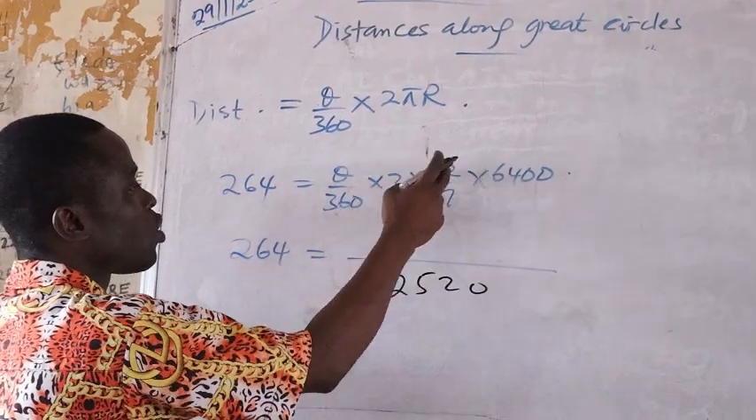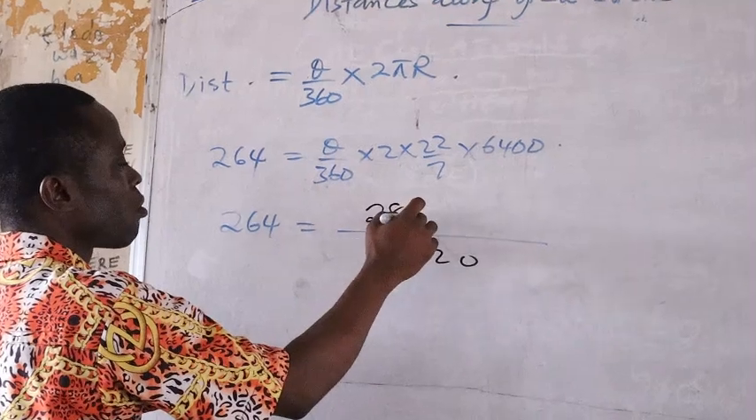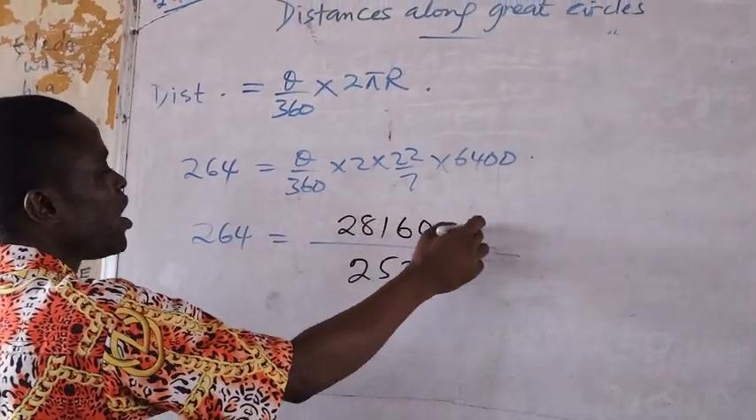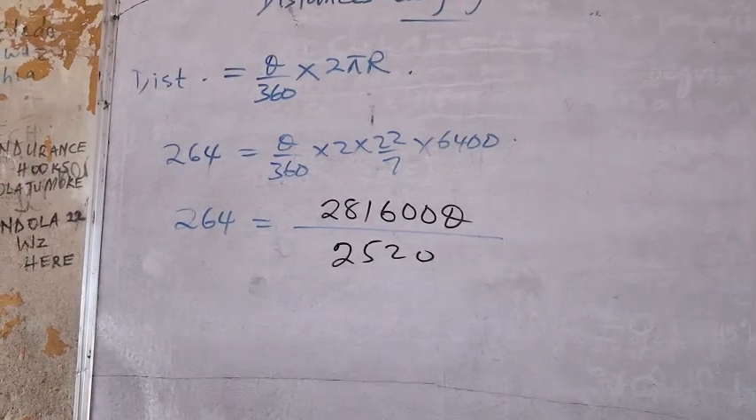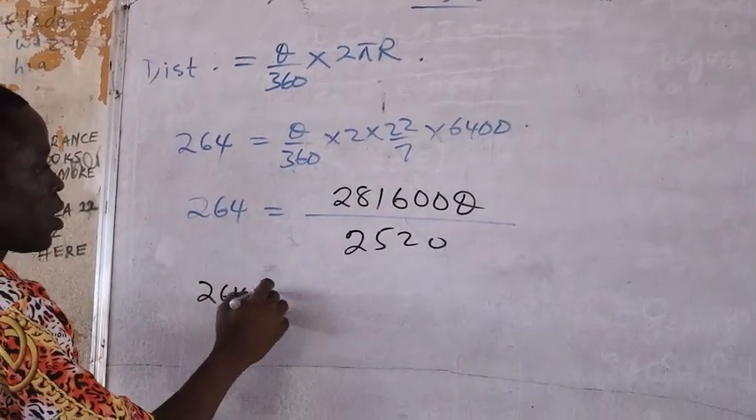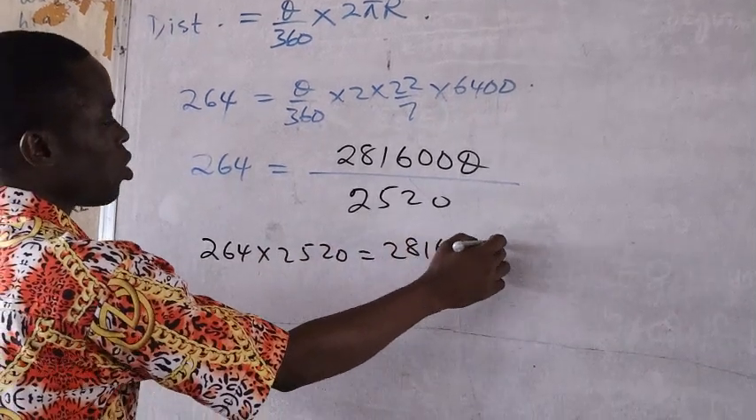And what about 2 times 22 times 6,400? 281,600 theta. Then what's the next thing to do? You cross multiply. 264 times 2520 is equal to 281,600 theta.